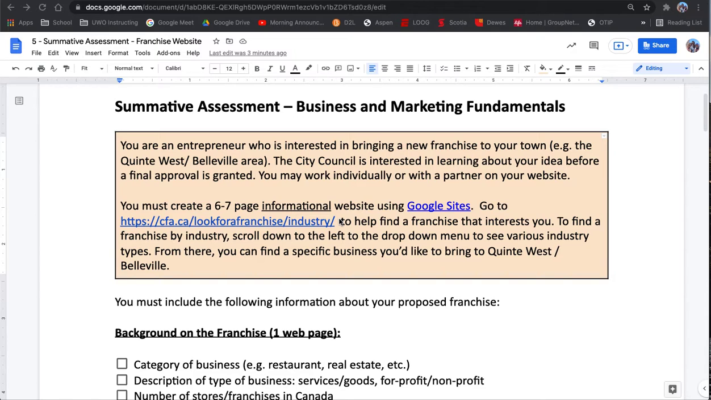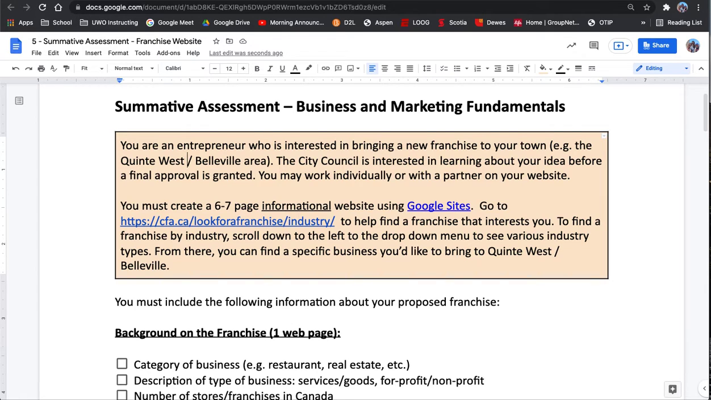Could be Quinte West, could be Belleville, it could be up north, could be Bancroft, Pickering, wherever you currently are working through this course, and you would like to bring a new franchise to the town. City Council would like to see your idea, and to do that, you're going to build a website. You can do that with a partner or you can work individually. That's totally up to you.